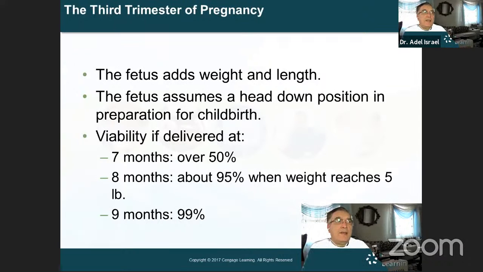So this is very important regarding the 20 week.